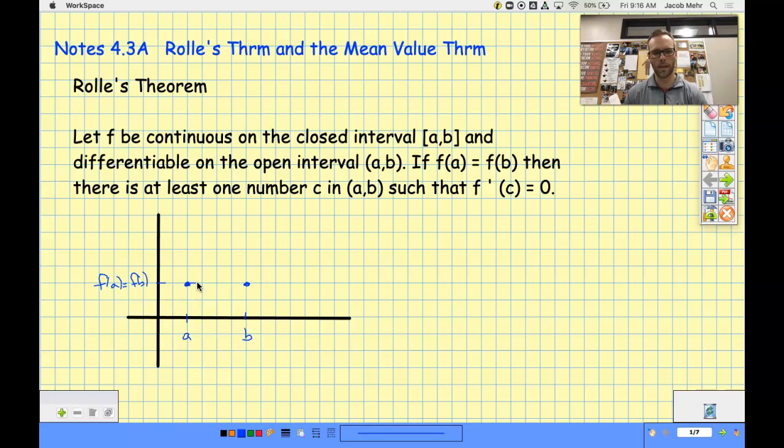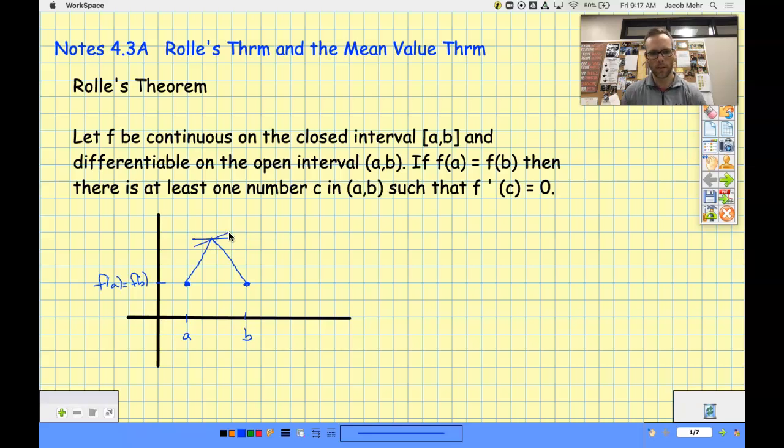How about that function? Yeah, every point in (a, b) has f prime of c equaling 0. See if I can beat it. I know how I can beat it. Aha. Here there's no c such that f prime of c equals 0. There's nowhere where this function has a derivative equal to 0.